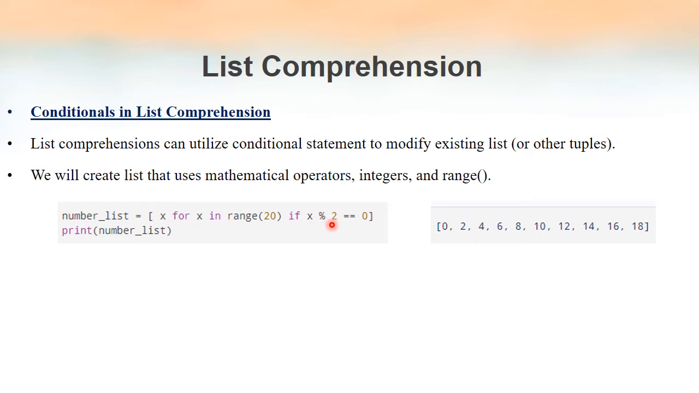We have to consider only those values of x such that x mod 2 equals 0, that is, only even numbers. So the value will start from 0. It will check this condition. If the condition is satisfied, then that value will be copied to this number_list. So when we print this number_list, we will be getting the elements as 0, 2, 4, 6, 8 like this, only even numbers starting from 0 till 20. 20 is not included because of this range function. So like this we can modify the list comprehension by mentioning the condition that we have to satisfy when we create a new list.